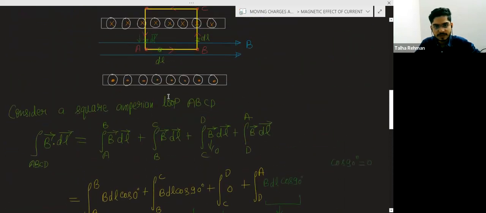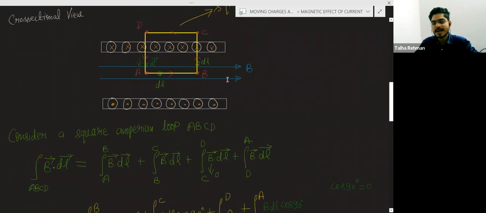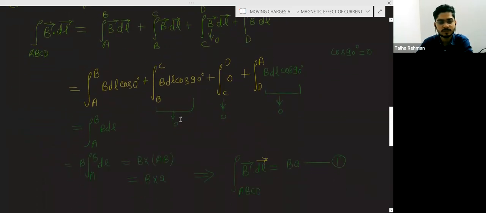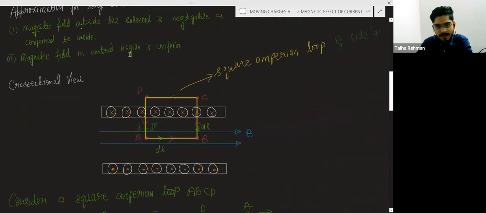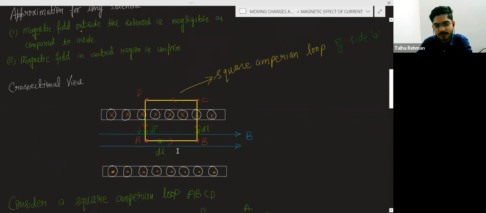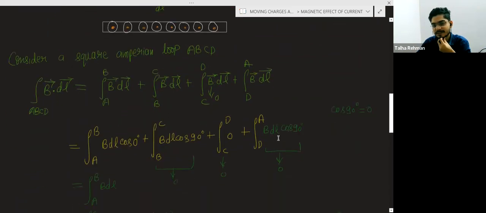So this is the magnetic field along the axis of the solenoid, which means along the central region of the solenoid. So this is the formula you will get finally. What we have done is this: this is the cross section view. We have chosen a square loop, and we have done the line integral of the magnetic field along this square loop. So we will get this.